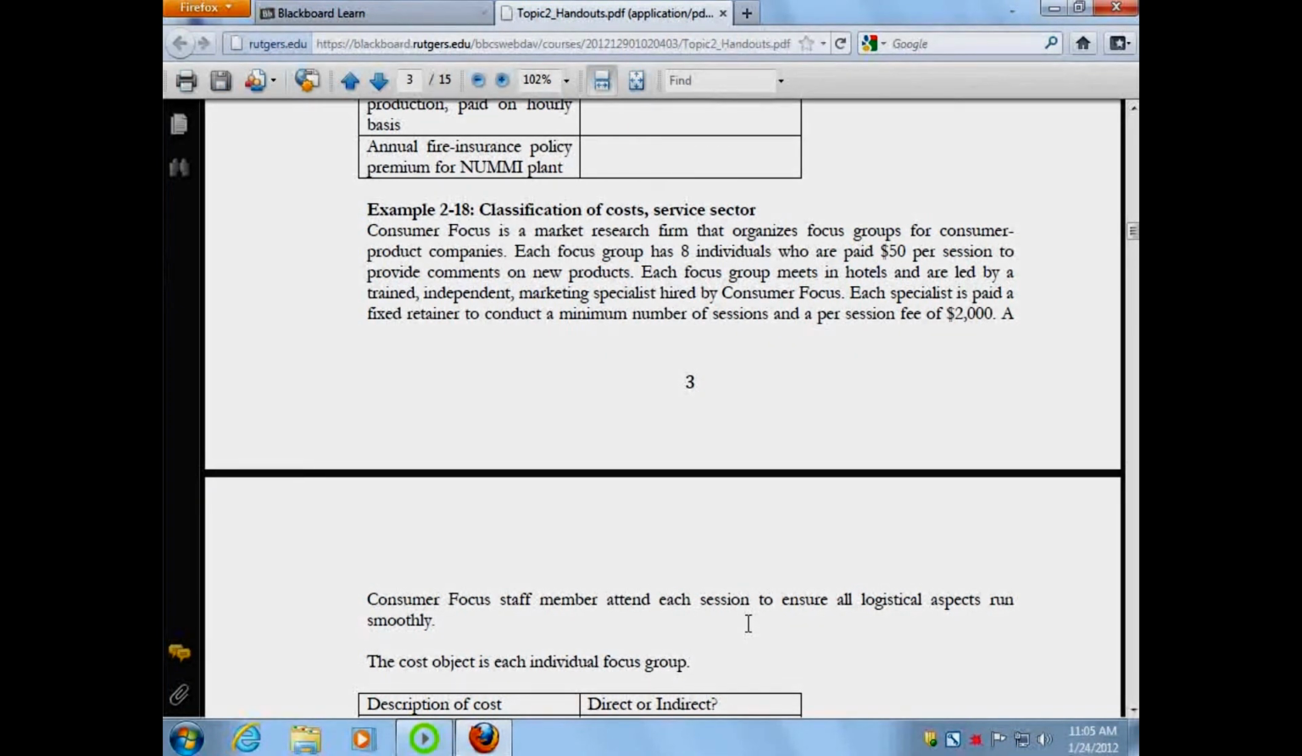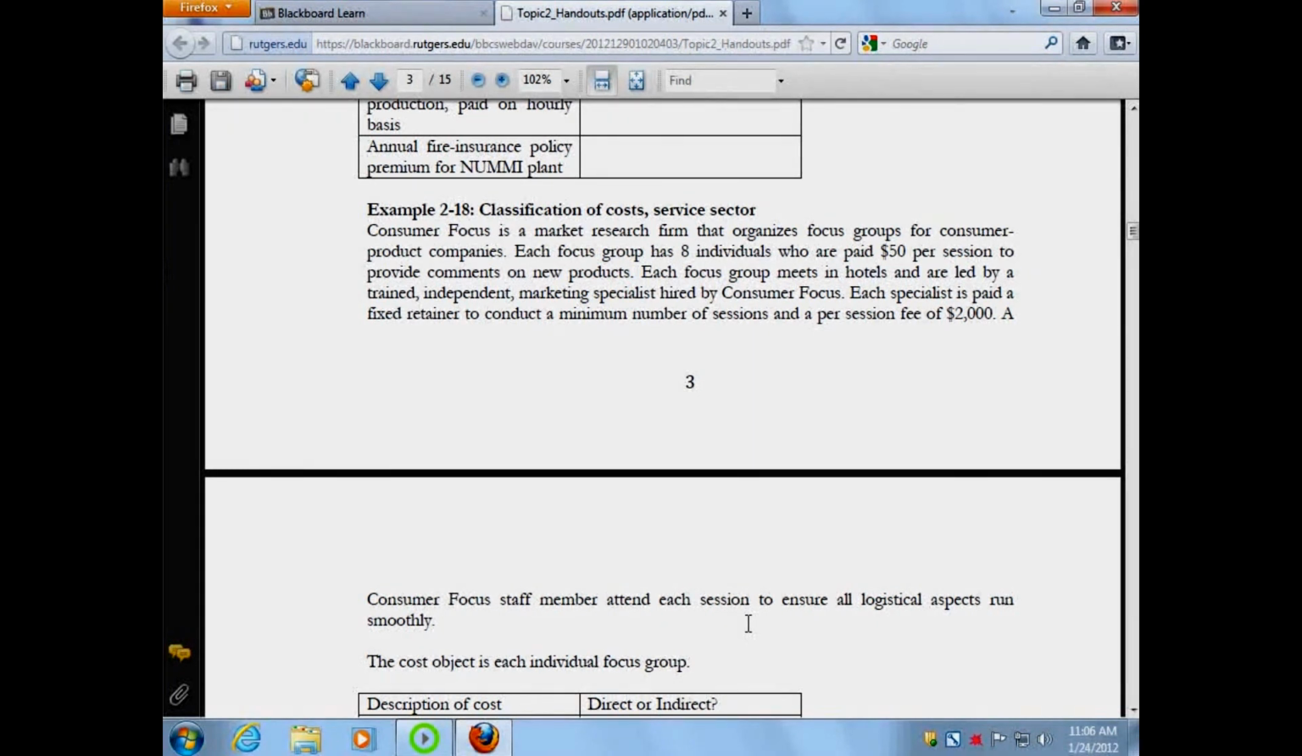Now each focus group is 8 individuals who are paid $50 per session to provide comments on new products. 8 times $50, $400 to each focus group. The focus groups meet in hotels and are led by a trained independent marketing specialist hired by Consumer Focus. That would be you guys after you graduated with a degree in marketing. Each specialist is paid a fixed retainer to conduct a minimum number of sessions and a per session fee of $2,000.